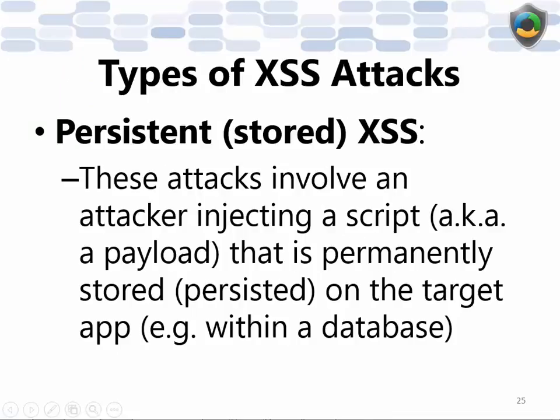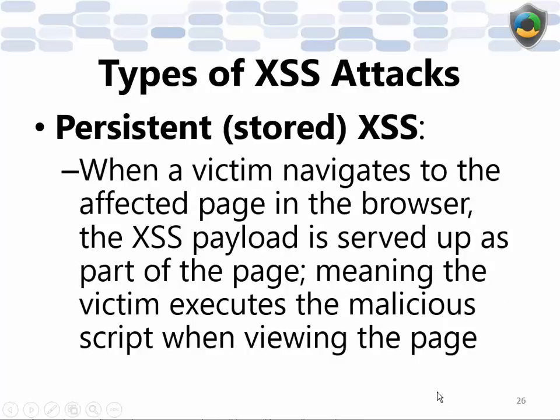So with a persistent, also known as a stored, cross-site scripting attack, this is what we talked about before. These are the examples that we were just looking at. As mentioned there, the attacker injects a script, typically referred to as a payload, that is permanently stored. In other words, it persists, so that's where you get the word, on the target app within a database. So the victim brings up the affected page in the browser, and that payload is then served up as part of the page, meaning the victim is unknowingly going to be executing the malicious JavaScript when he or she views their page.